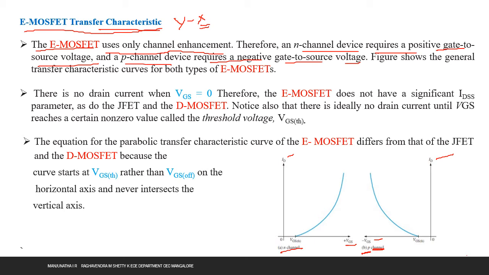The figure shows the general transfer characteristic curve for both types of E-MOSFETs. We know that there are two different types of E-MOSFET: the E-MOSFET under N channel, and the E-MOSFET under P channel.